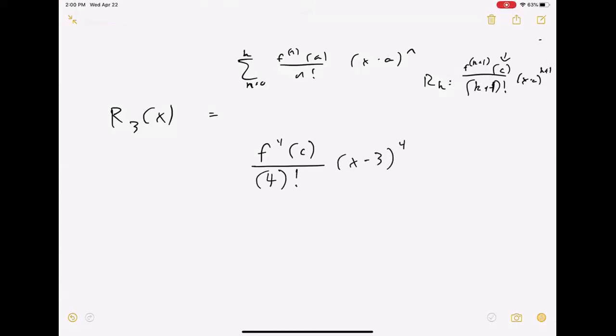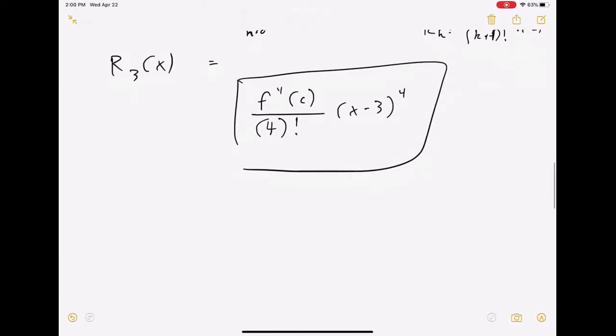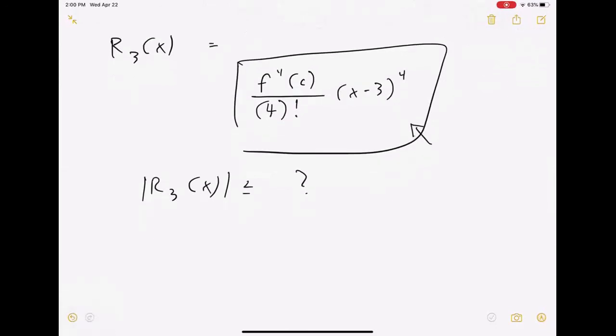(x - 3)^4. So this is our R3, and we want to find a bound for R3. This is not quite the answer. We want to figure out what R3(x) is less than or equal to. To find that, we are going to look at this, and we can do it piece by piece.